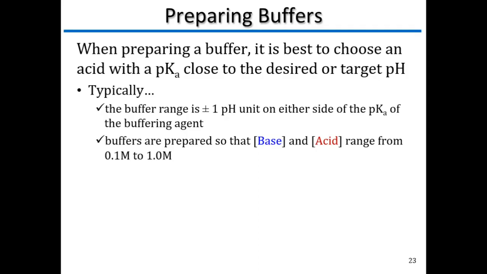Okay, so what if I'm in the lab and I'm asked to prepare a buffer solution, or I'm working on a project and I want to prepare a buffer solution? How am I going to do this? When I'm preparing a buffer solution, the best idea is to choose an acid with a pKa close to the target pH. Typically the buffer range is plus or minus 1 pH unit on either side of the pKa of the buffering agent. And generally buffers are prepared so that the base and the acid range from 0.1 to 1 molar.